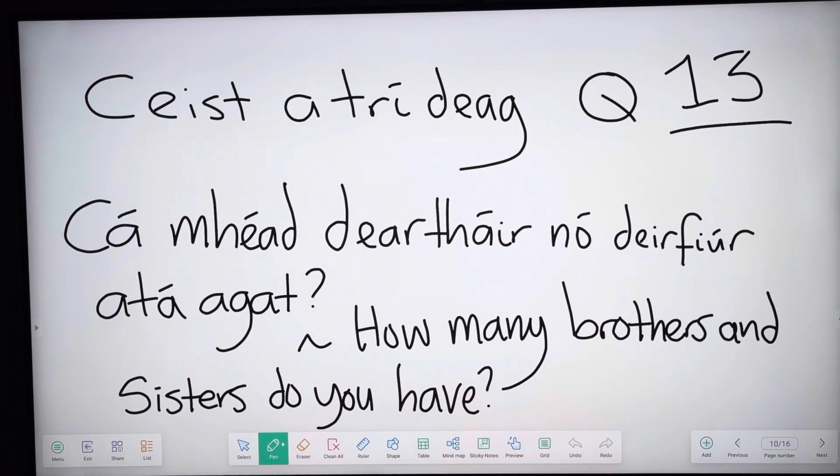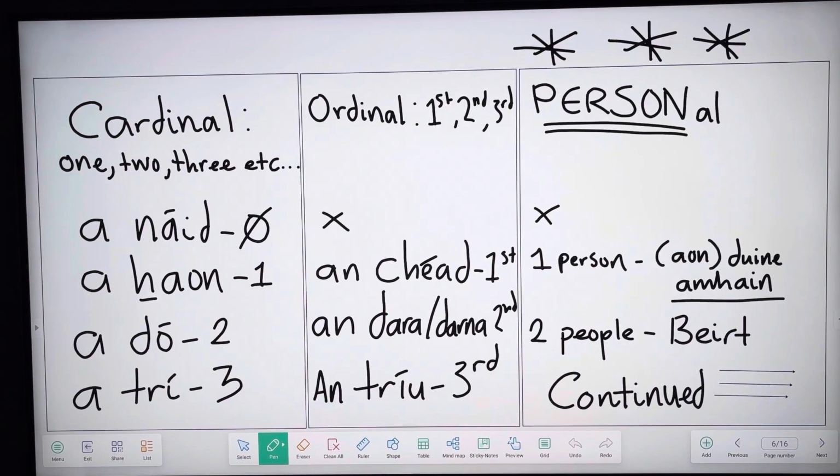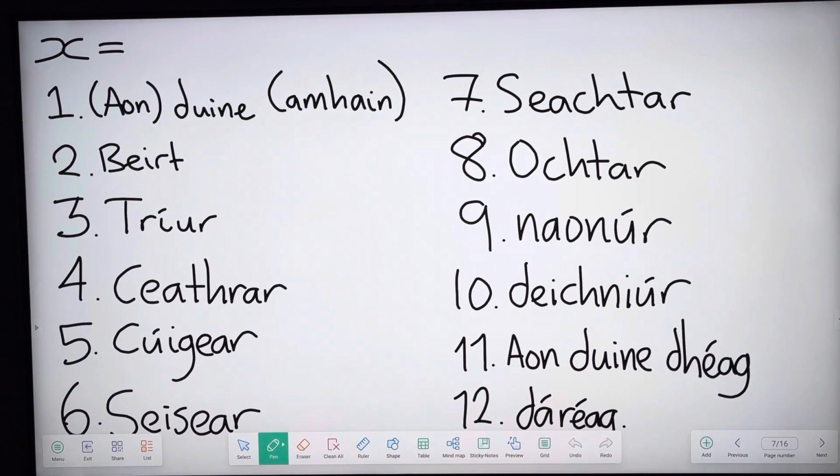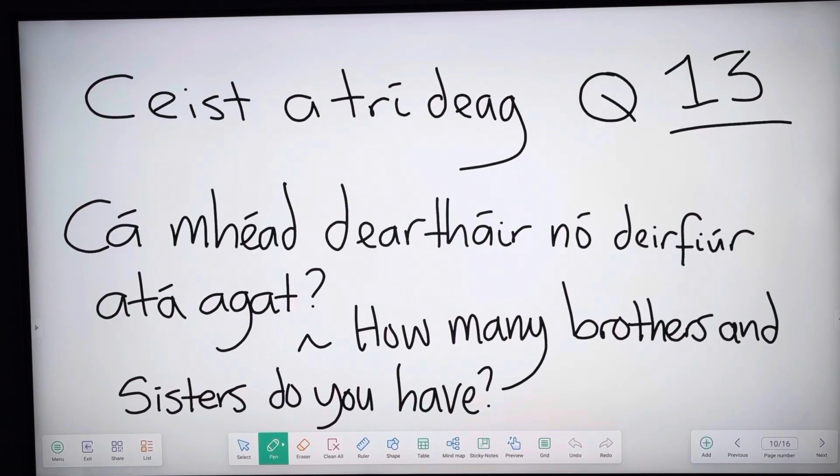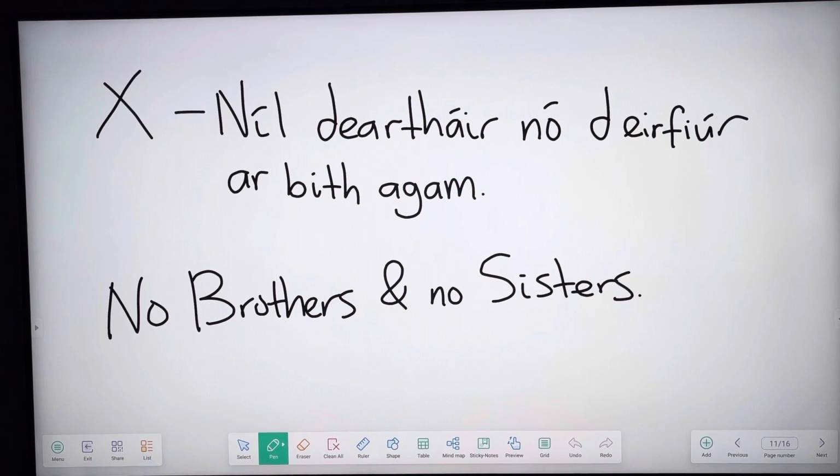So moving on to question 13, because we will be using this resource again, so it makes sense to add them together. So ceist a trí déag. Question 13. Cé mhéad deartháir nó deirfiúr atá agat? How many brothers and sisters do you have? Níl deartháir nó deirfiúr ar bith agam. I have no brothers and no sisters, only child.